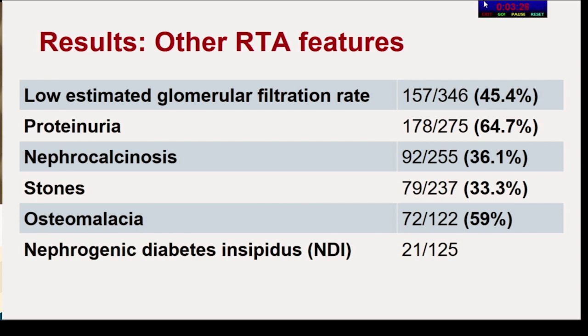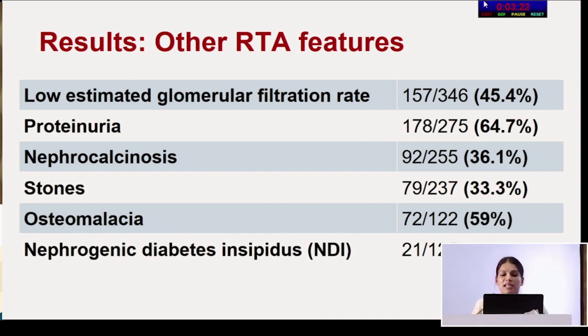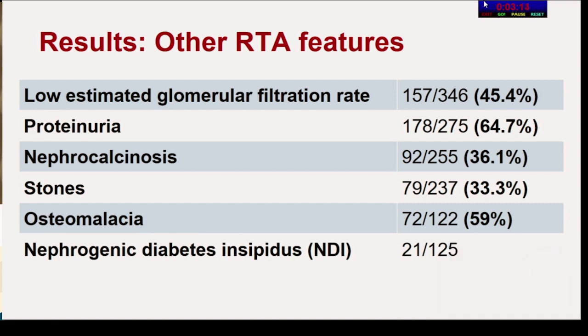Now, the other point I would like to emphasize in this slide is that if you look at the denominator, it appears that all renal tubular acidosis patients are not evaluated for all the other complications. So, this is another message: when we see a patient with Sjogren's syndrome, renal tubular acidosis, we should look for all the different renal aspects.